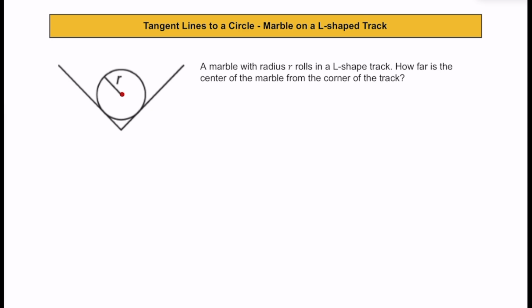This right here is the center of the circle that they are referring to, and the corner of this L-shaped track they're referring to is going to be right over here. They're basically just asking us what the distance is between these two points. To make this problem a little clearer and easier to understand, I'm going to rotate it a little bit and then throw it on the coordinate plane.